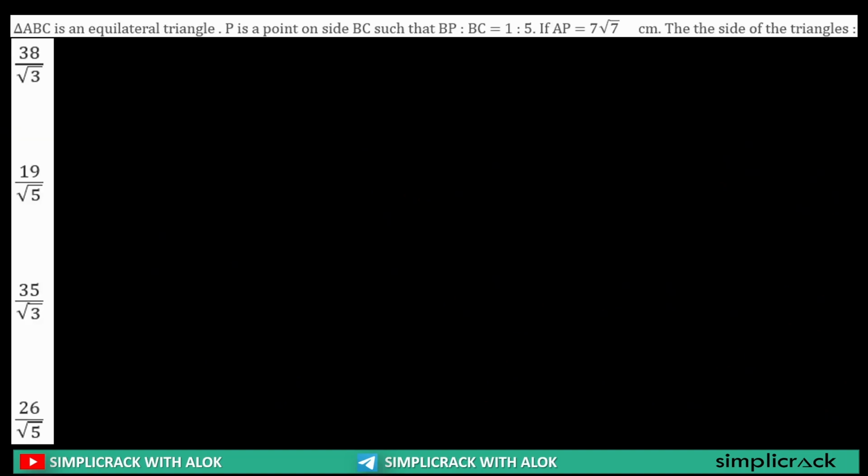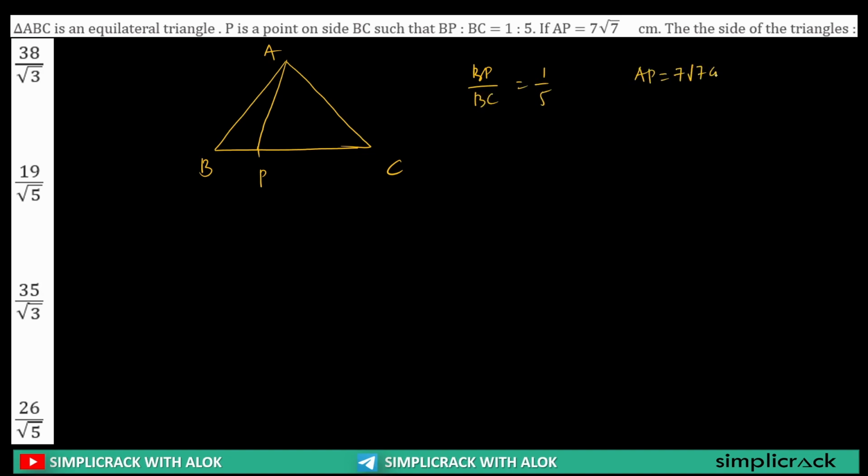See, this is a very interesting question. ABC is an equilateral triangle. P is a point on side BC such that BP is to BC equal to 1 is to 5. AP is this much. So let's draw the triangle first. A, B, C. P is a point on BC. Okay, fine, such that BP is to BC is 1 by 5 and AP is equal to 7 root 7 centimeters.